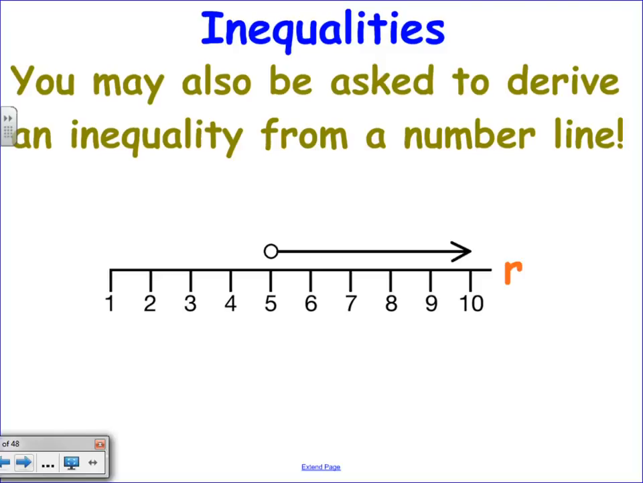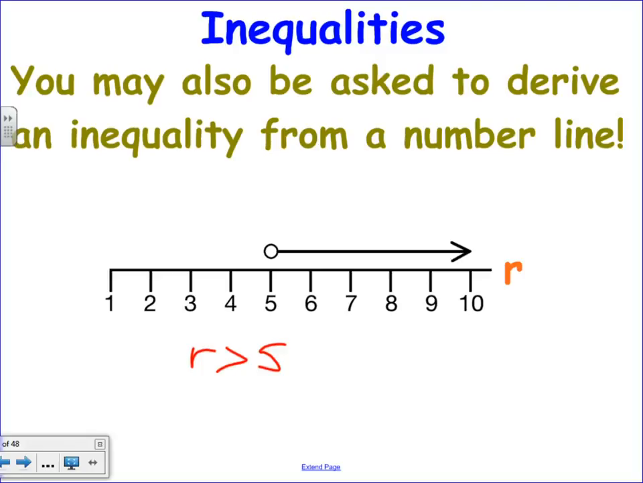So our variable is r, and it's got something to do with 5. So what's r to do with 5? Where is r in respect to 5? Greater. Can everyone see that? So r is to the right of 5, so it's greater than 5. Can it be 5? No. So we don't colour it in. So the inequality that represents this number line is r is greater than 5.